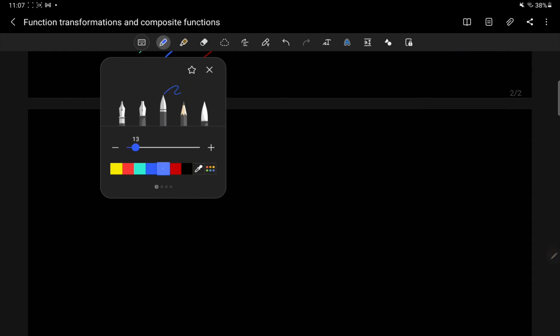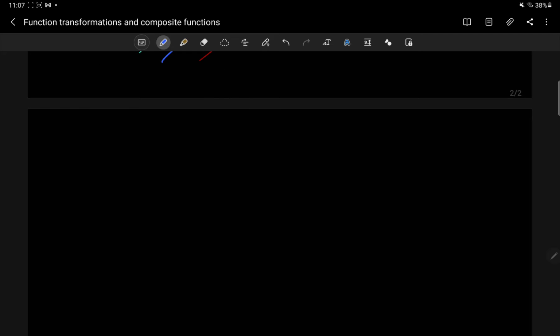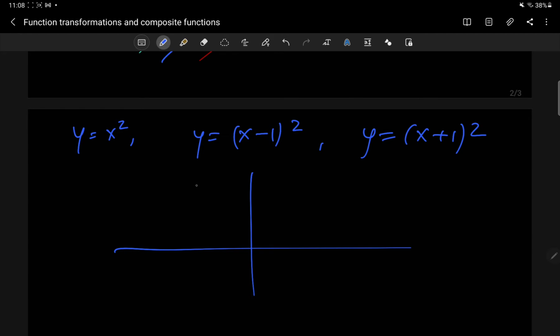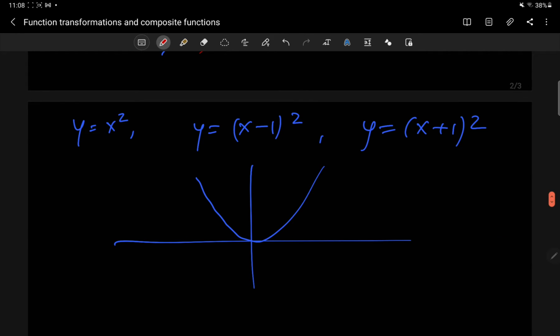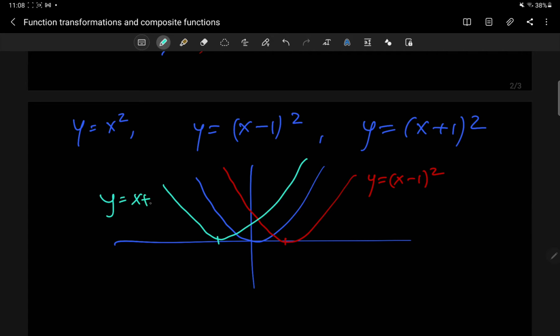Okay, so for example, with our x squared example, if I do y equals x squared and y equals x minus 1 squared and y equals x plus 1 squared, then on the graph, that's my y equals x squared. The x minus 1 squared will be a right movement, so that will be at 1, and parallel. And x plus 1 squared would be a left movement and still yet parallel. So that would be x plus 1 squared.